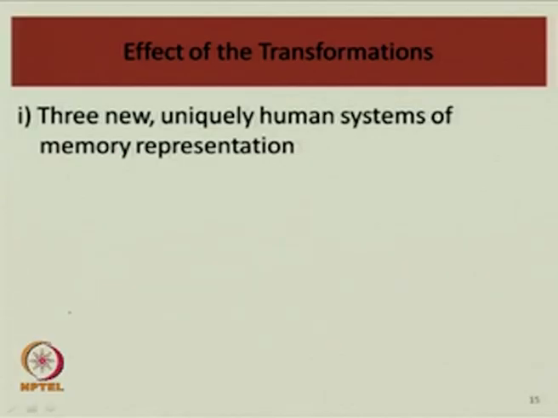Okay, and then the effect of the transformations, which I again point to towards the end, the effects were these: that there were three new uniquely human systems of memory representation. This is important, okay? Compared to other species, we developed a new novel unique system of how memory was going to be represented.